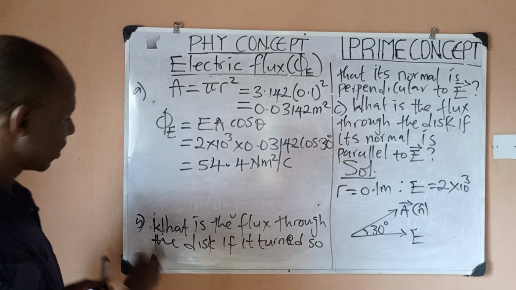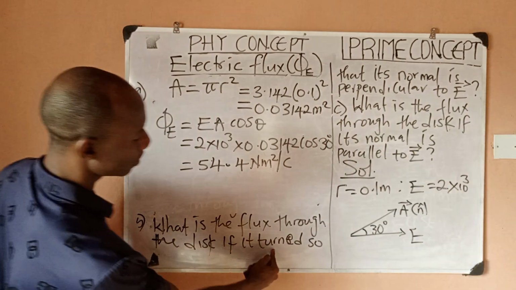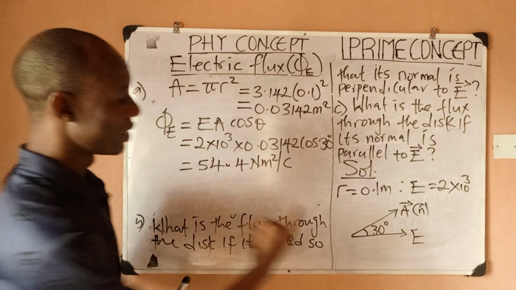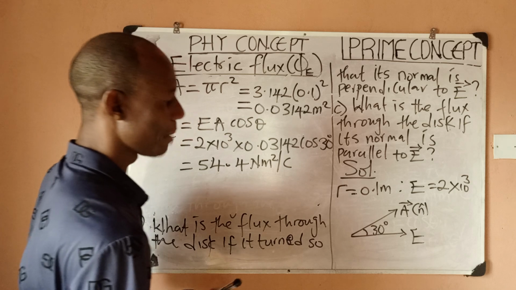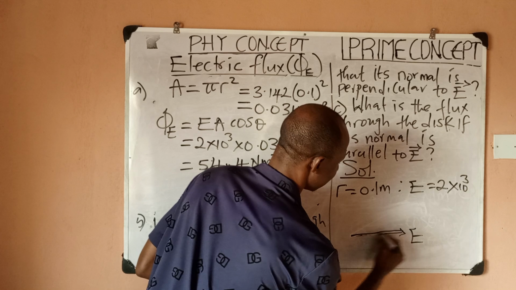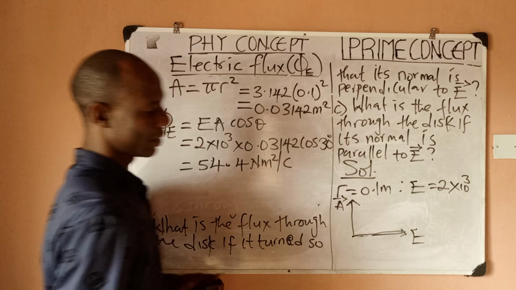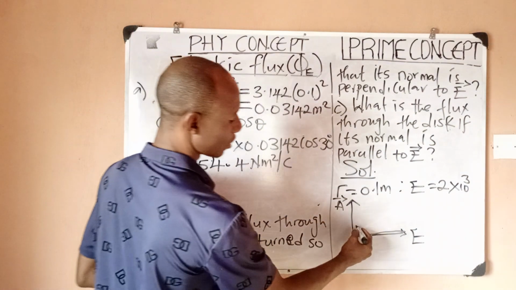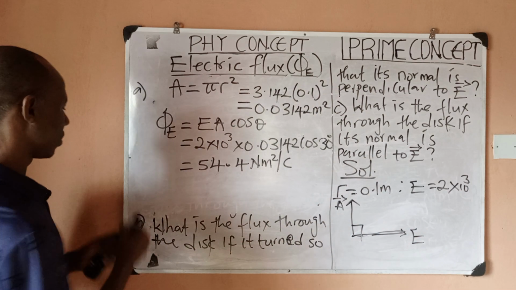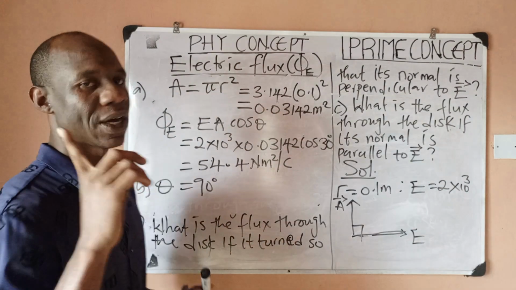Now the second part of the question says, what is the flux through the disk if it turns so that its normal is perpendicular to E? That is to say, the normal, this area now, is aligned perpendicular to E. It means that you have your E like this, then you have your normal like this. So both of them are perpendicular. So what is the angle between them? If they are perpendicular, the angle is 90 degrees. Under this condition, we have our minimum flux.